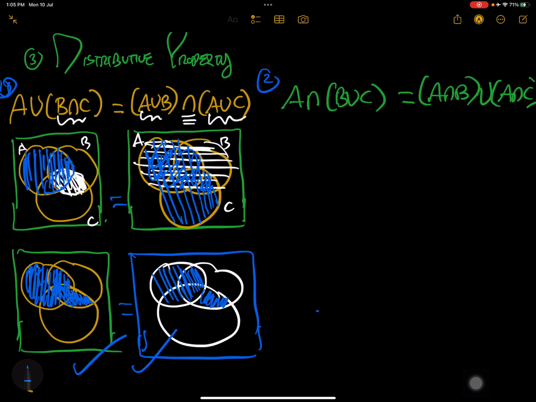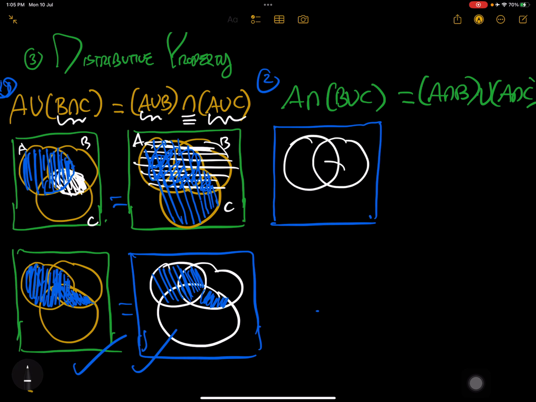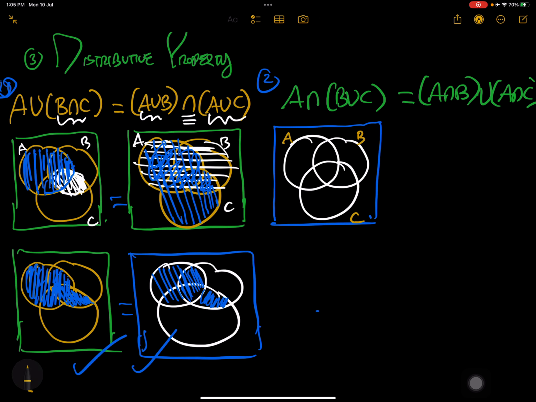Now we're moving to the next slide here, where we are going to draw our first Venn diagram with our white rings this time. And then we say that this is set A, set B, and set C. And we're saying that this is B union C. B union C is this side. The whole of B and C. We're shading the whole of C and B together. And then we want to make sure that they are intersecting with A. Where does it intersect with A?